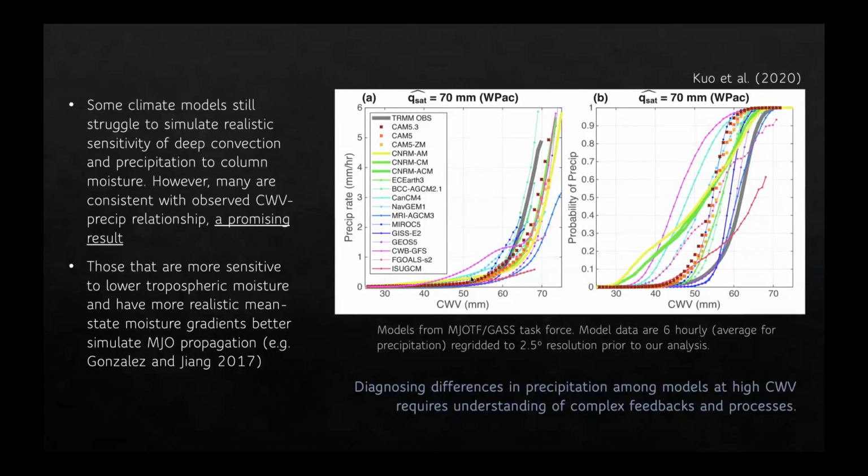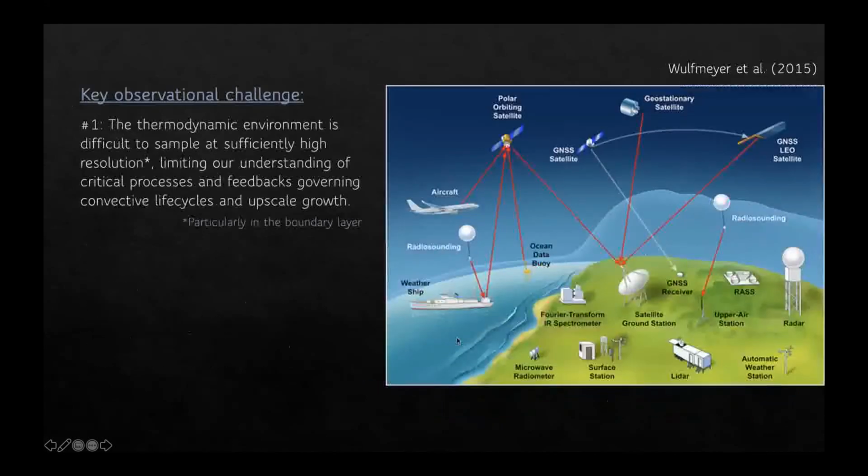So, reading what I have down here, diagnosing differences in precipitation among models at high column water vapor really does require an understanding of complex feedbacks and processes. And so, there are many ways that we have been observing the thermodynamic environment. They're each limited and pretty severely limited for these process level studies.